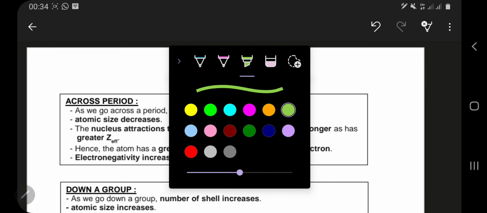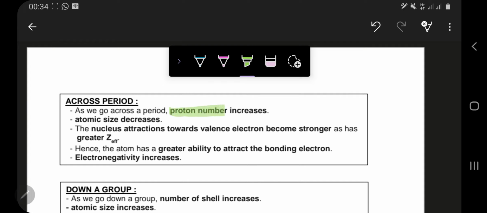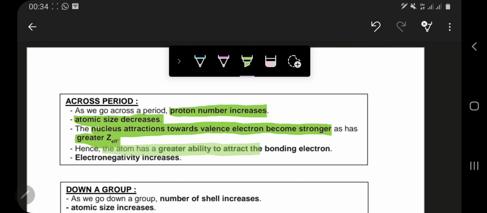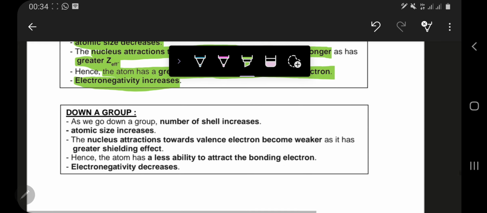Okay, as we go across a period, proton number increases. So when the proton number increases, effective nuclear charge increases, right? So the atomic size decreases. Therefore, the nucleus attraction towards valence electron becomes stronger because it has a greater effective nuclear charge. Hence, the atom has a greater ability to attract the bonding electron. Therefore, electronegativity increases.